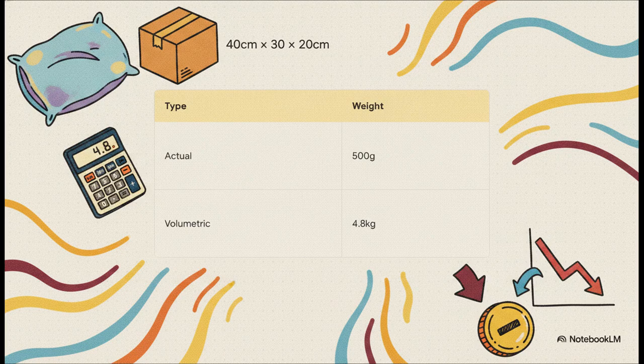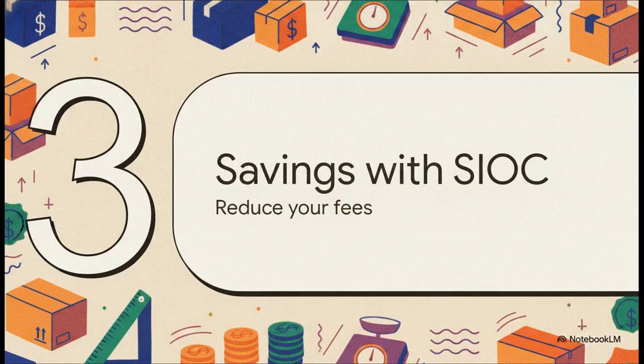Because 4.8 kilos is way higher than 500 grams, Amazon just completely ignores the actual weight. Your tiny half-kilo product is going to be billed as if it weighs nearly 5 kilograms, eating directly into your margins. Okay, on to Section 3, your savings with SIOC.